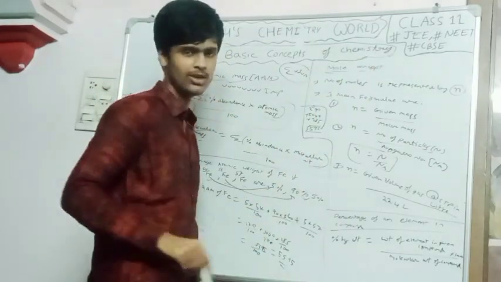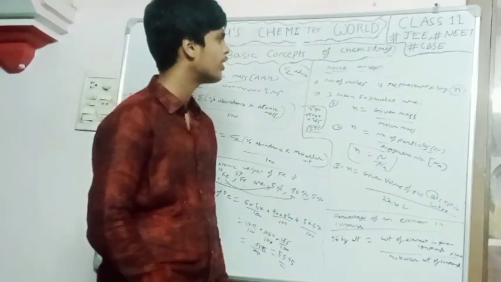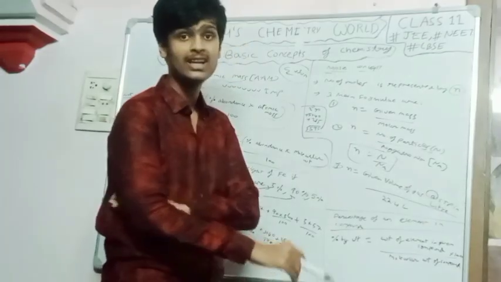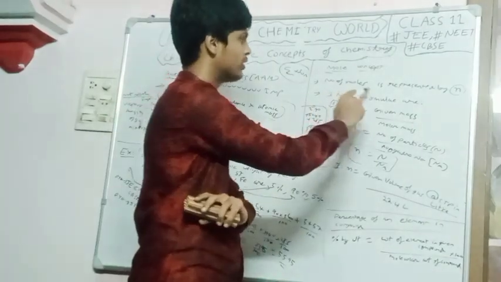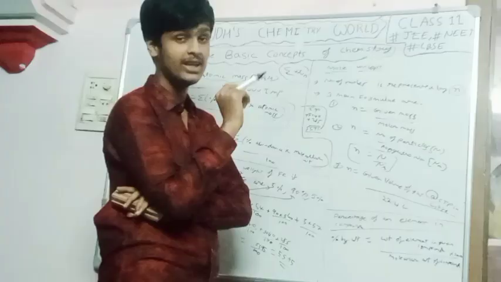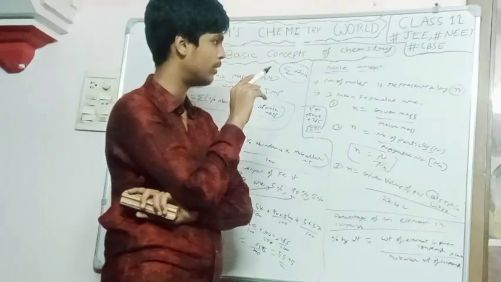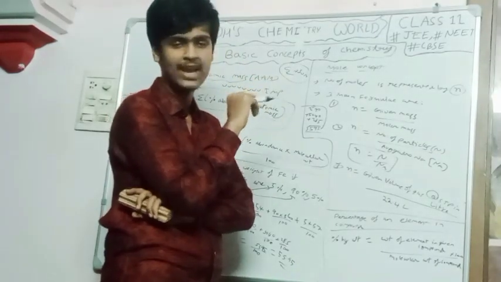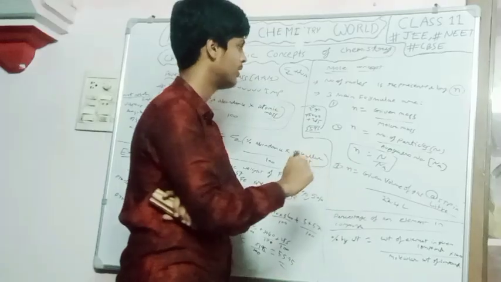So mole concept. This is very, very important. Number of moles is always represented by the letter small n. In this mole concept, based on the number of moles, we have 3 equations.